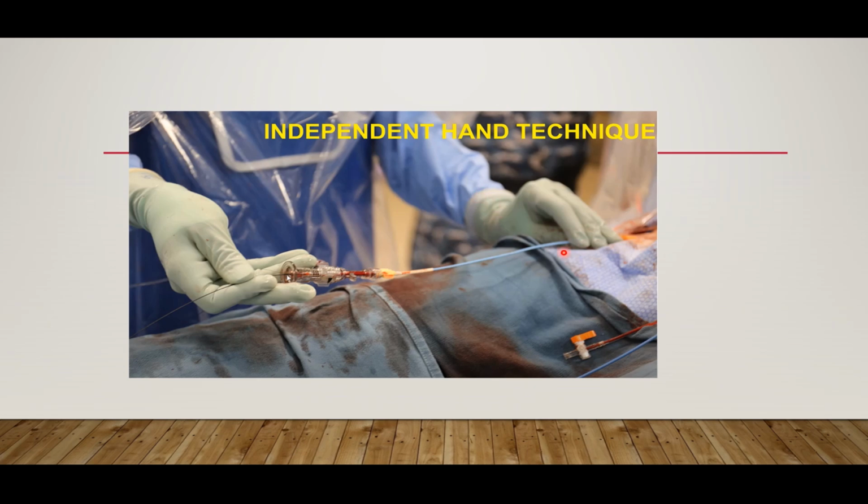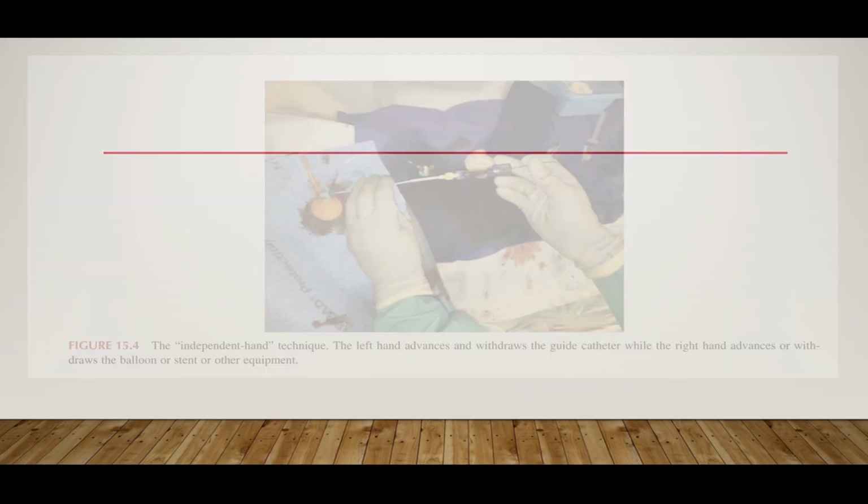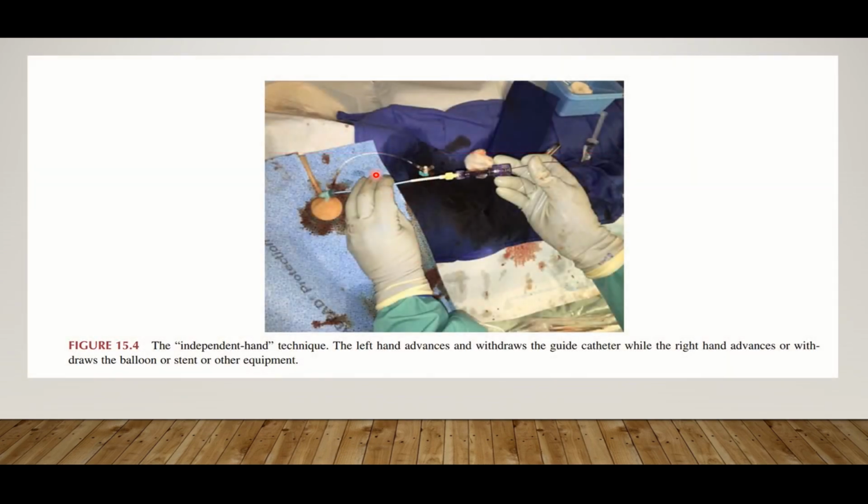The left hand manipulates the guiding catheter, for example, introducing, pulling back, or rotating, while the right hand controls the stent shaft or the balloon shaft. And here is the guide wire. Let's show you from another angle. This is the left hand controlling the guiding catheter, while the right hand controls the material, the stent shaft, and the guide wire here between the little finger and ring finger.